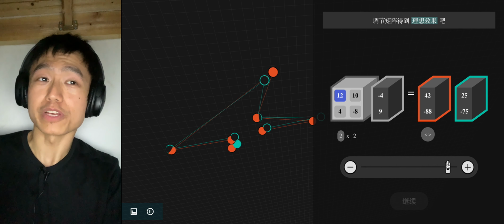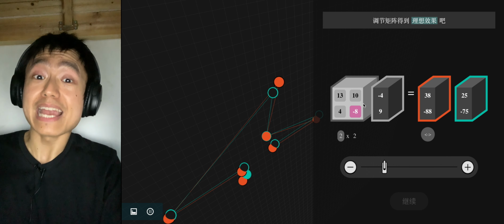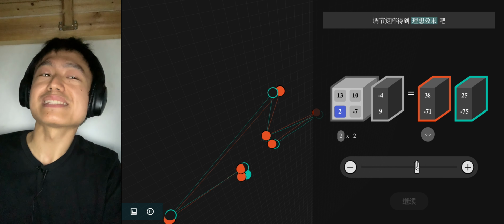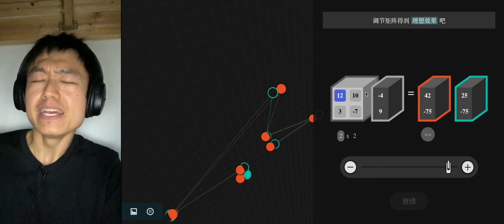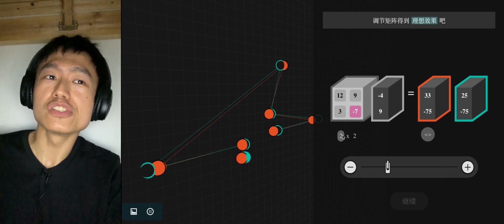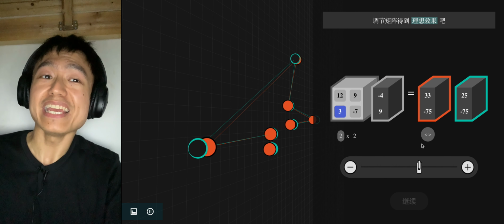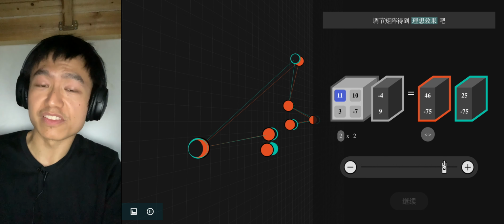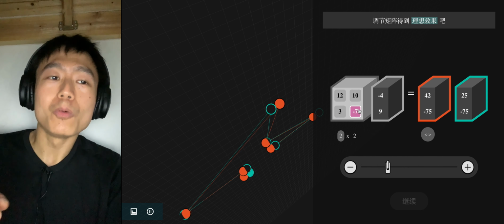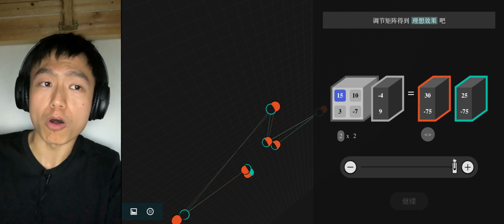W1 times 3 plus W2 times -2 equals -41. W1 times 6 plus W2 times 5 equals 35. In these 2 equations, there are only 2 unknown variables, and we can easily solve the values of these 2 weights. By the same token, we can list the equations about W3 and W4.